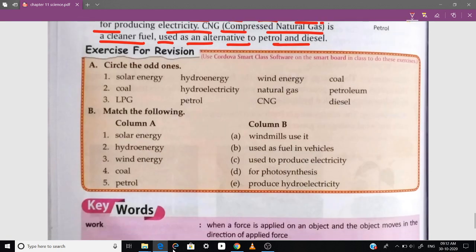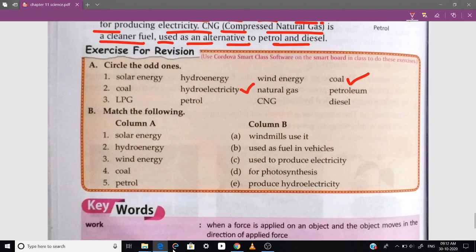Now, exercise for revision. Circle the odd one: solar energy, hydro energy, wind energy, and coal. As you can see, solar energy, hydro energy, and wind energy are all sources of renewable energy, but coal is a source of non-renewable energy. That is why coal is the odd one. Now, coal, hydro energy, natural gas, petroleum. Hydro energy is the odd one, because coal, natural gas, and petroleum are sources of non-renewable energy. On the other hand, hydroelectricity is a source of renewable energy.